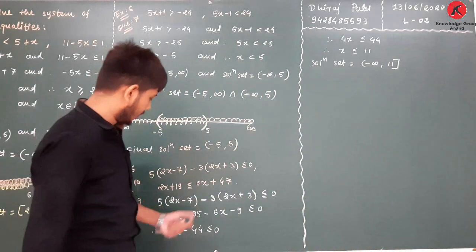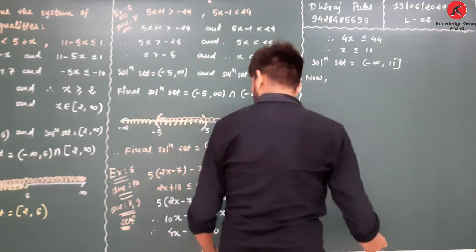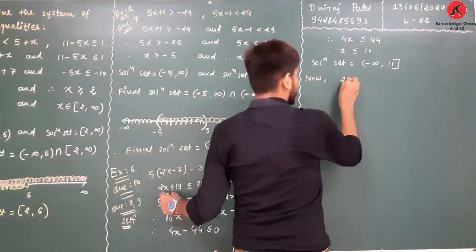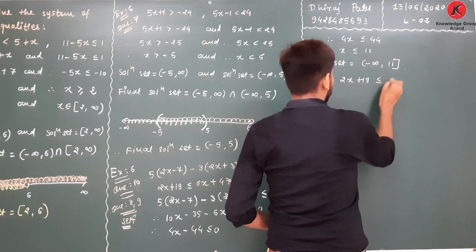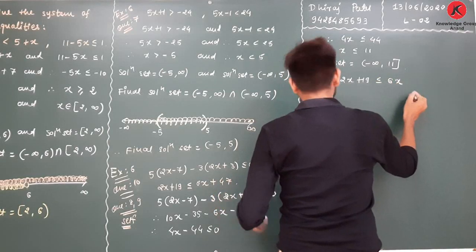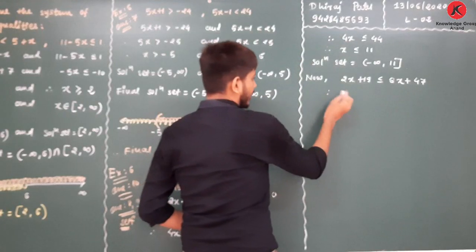Okay, now the second inequality is 2x plus 19 less than or equal to 6x plus 47. So consider 6x on the left hand side.